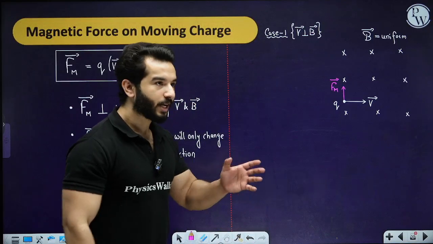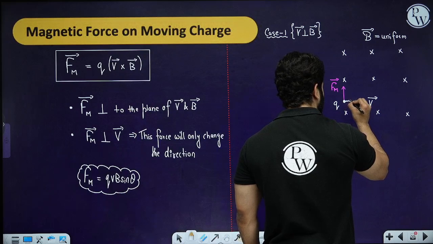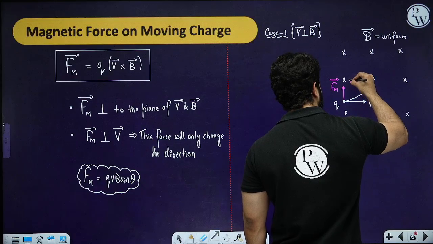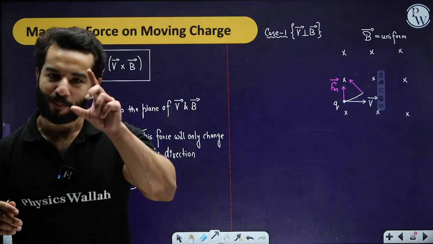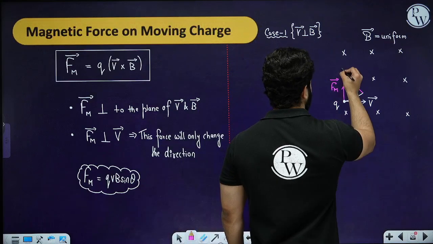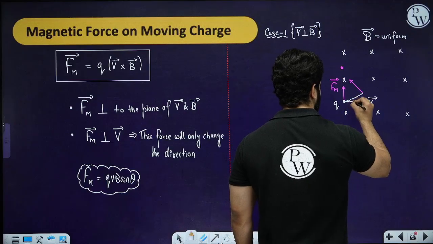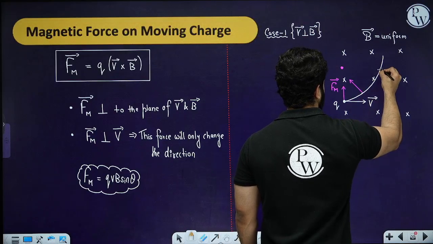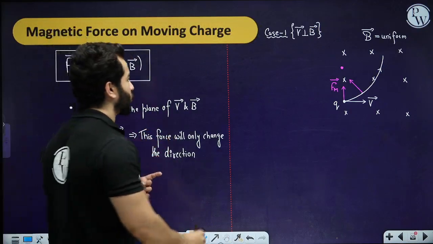Now instead of going in a straight line, this will start to move, and as it starts to move, the direction of magnetic force will also start to change, but it will always act perpendicular to the velocity. That means it will always act towards a center, and this particle will start to move in a circular path, something like this.